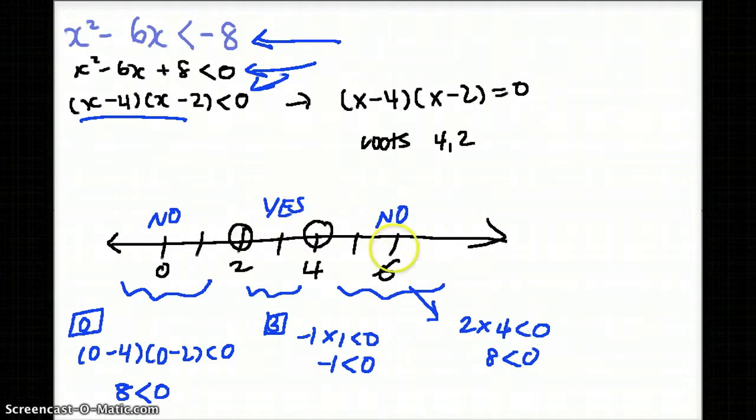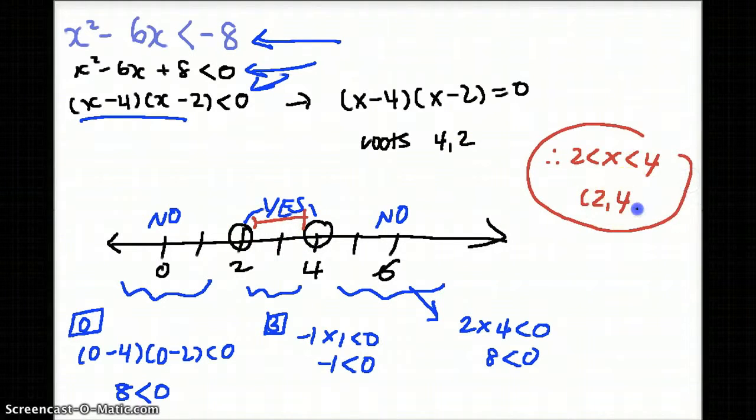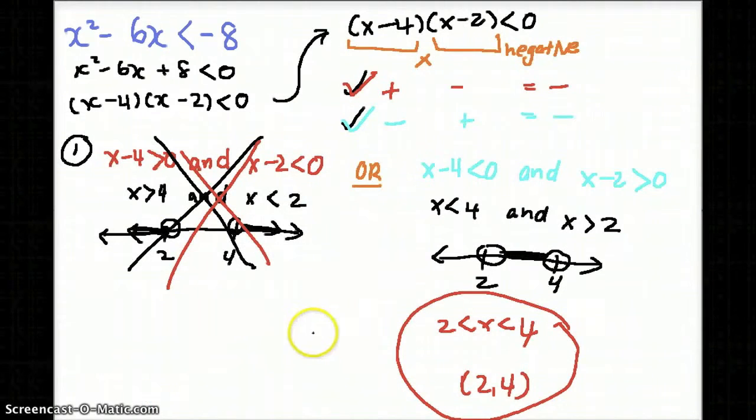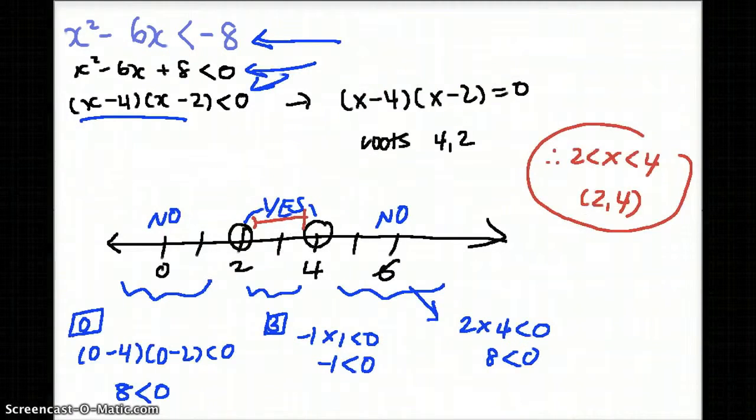So we have no, yes, no, and the answer to this inequality is going to be the regions marked yes, and in this case we only have one region, any number between 2 and 4. So the answer is going to be x is greater than 2 and less than 4, because it marks this region right here. And draw the parentheses. And as you can see, with this method we get the same answer as the first method. So both methods work.